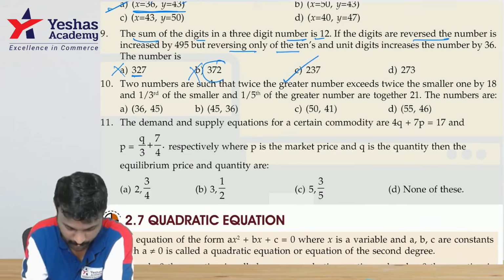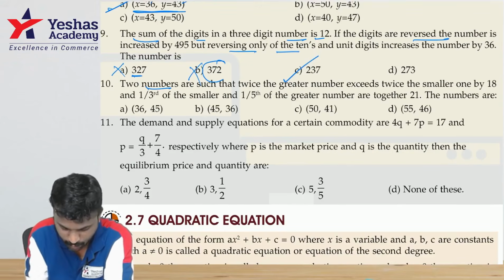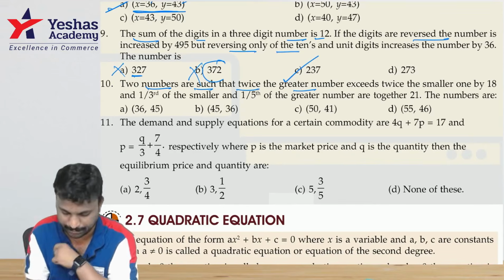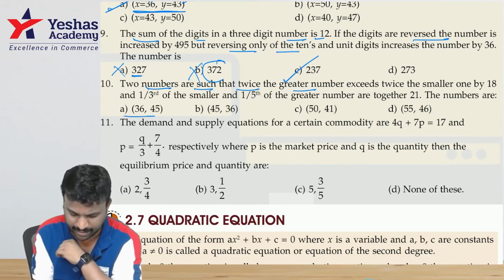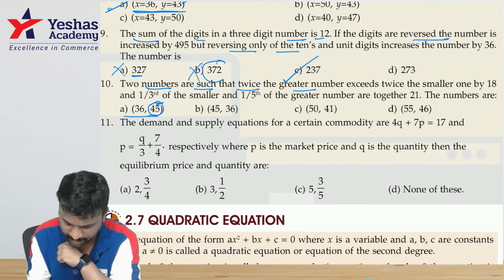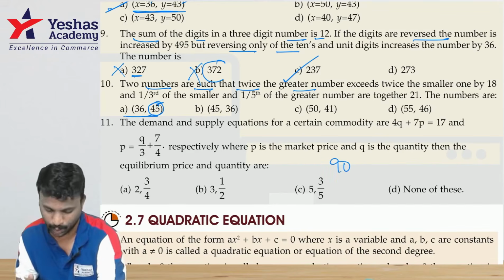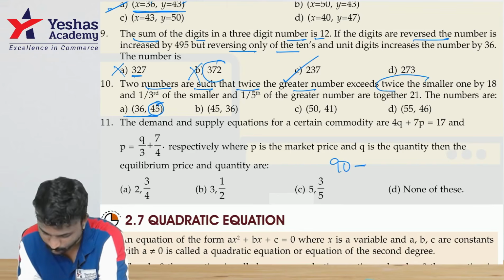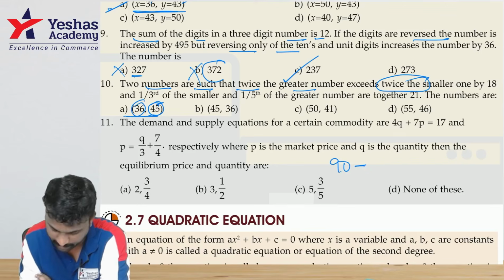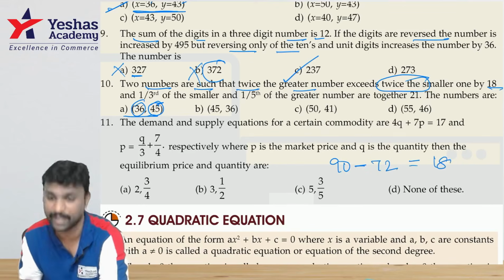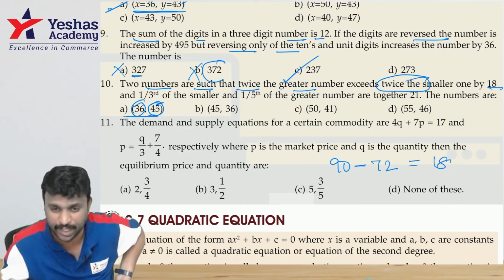Guys, moving on to the next question, that is question number 10. Two numbers are such that twice the greater number exceeds twice the smaller number by 18. First of all, I'll take these two as the two numbers. Twice the greater number: the greater number is 45, that means 90 is twice the greater number. Exceeds means minus. Twice the smaller number is 72. By how much? 18. So it is definitely by 18 only. So the first condition is satisfied.